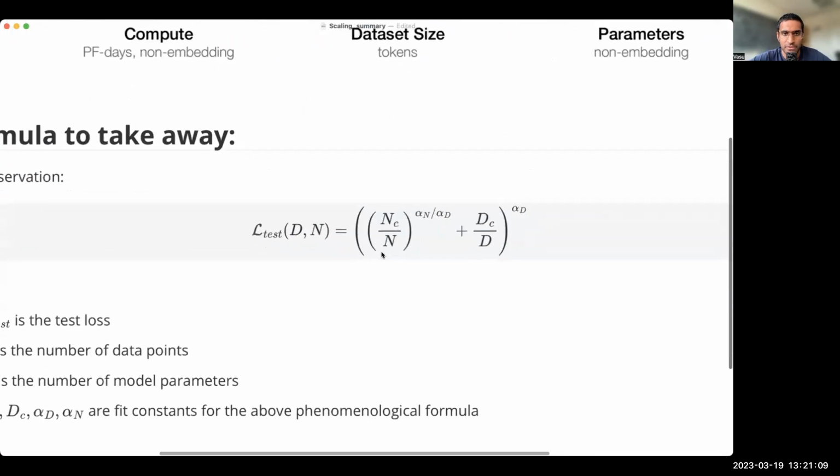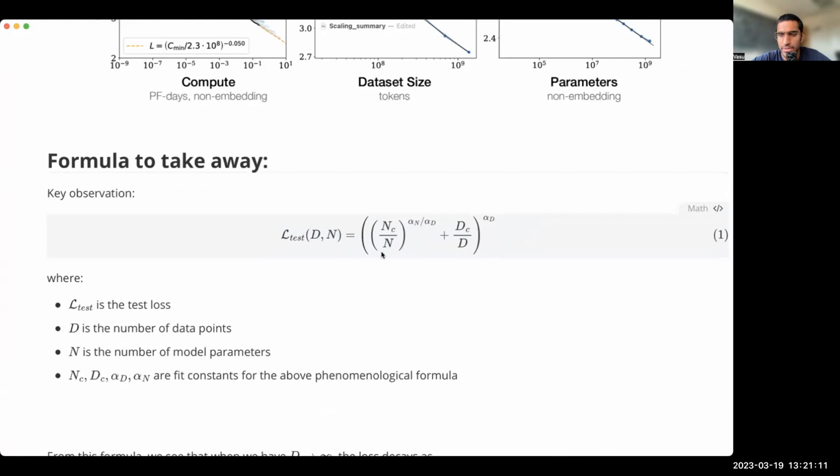The phenomenological model to explain this behavior is given as follows, and this should be reminiscent of old-fashioned Landau theory, and at least that's what it reminded me of. You see that there's a scaling formula for this test loss as a function of the number of parameters and the number of data points. All of these alphas and N_c and D_c are fit constants. And we'll see basically what they're doing.